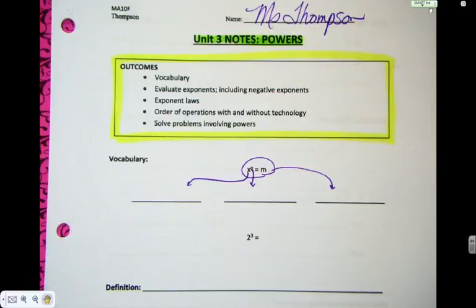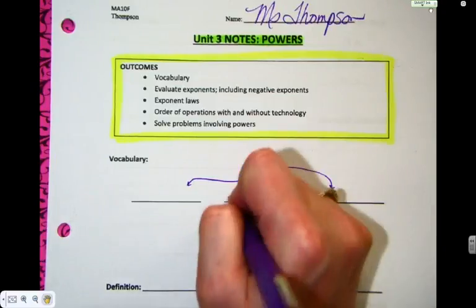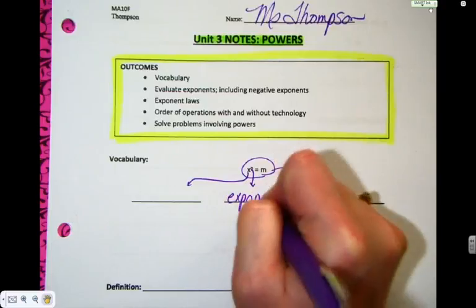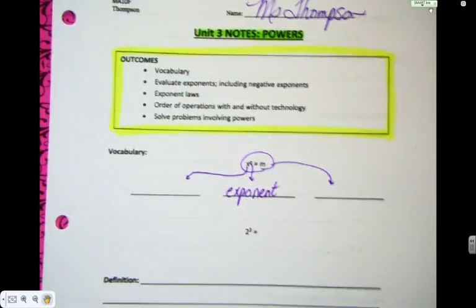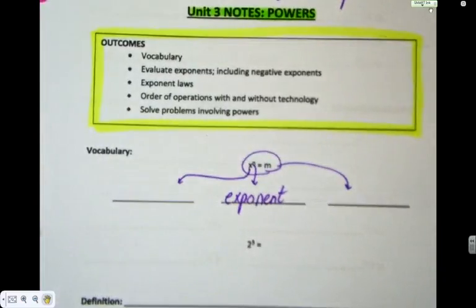N is the easy one. We did it last unit. What's the little superscript on top of a number? Exponent. What's the number it's attached to?